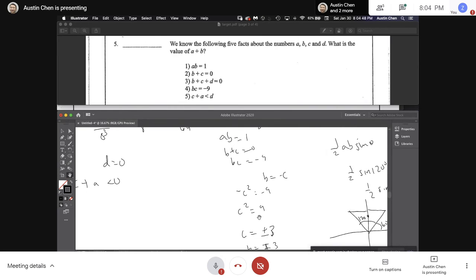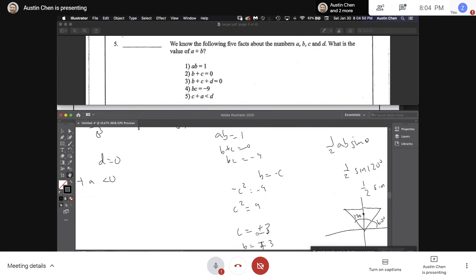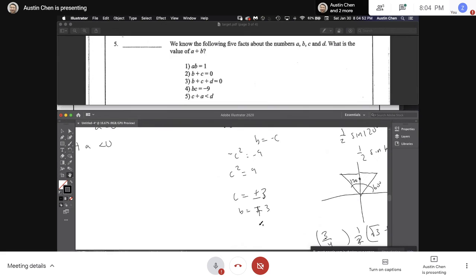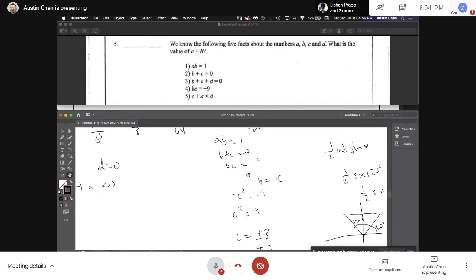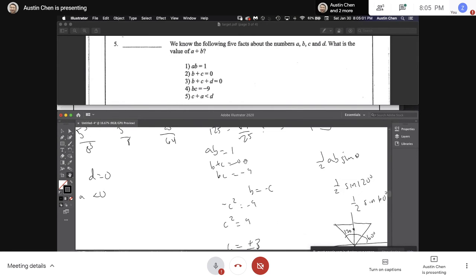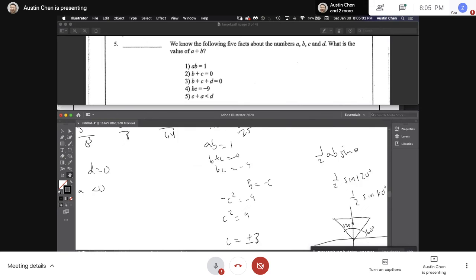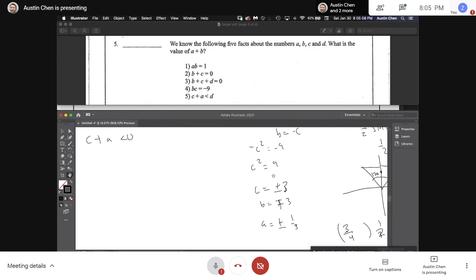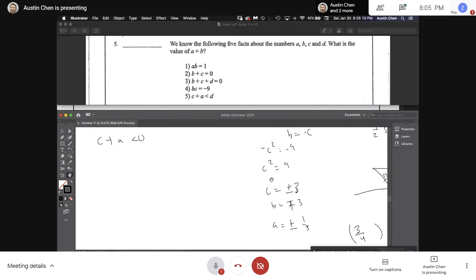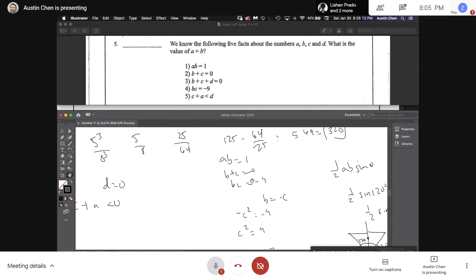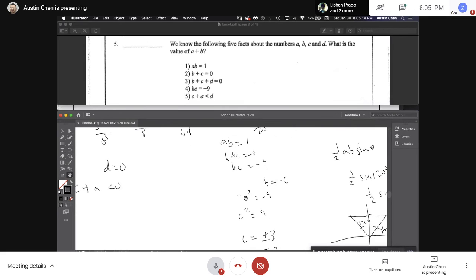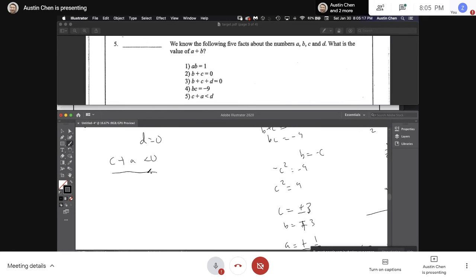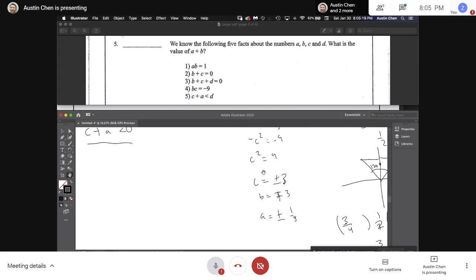Okay, AB is equal to 1. So then A has to be equal to plus or minus 1/3, right? Because it has to have the opposite sign of B to equal a positive value, and it has to have magnitude of 1/3. Okay, and now we've used all of these equations, and the last thing that we haven't used is C plus A is less than 0.